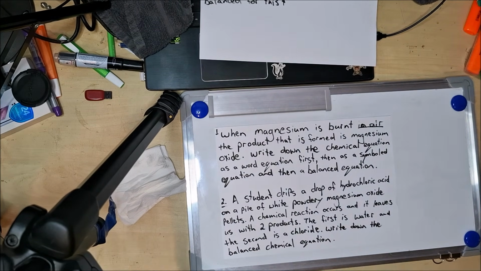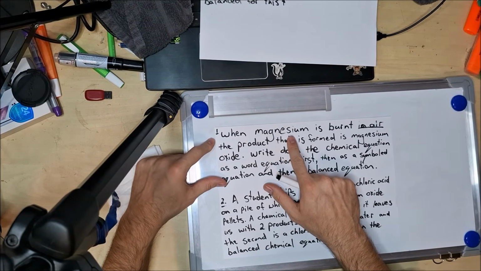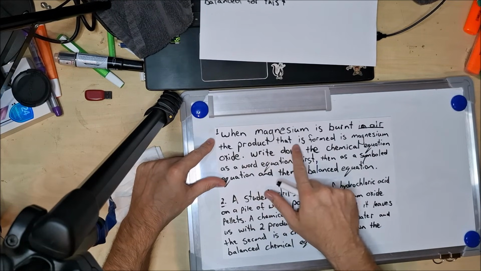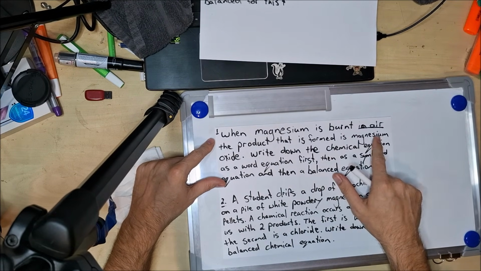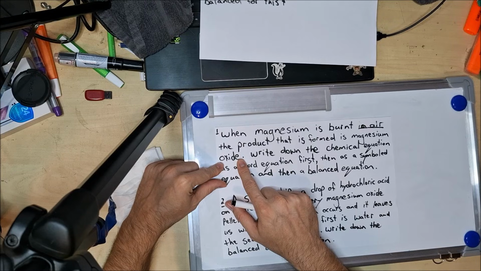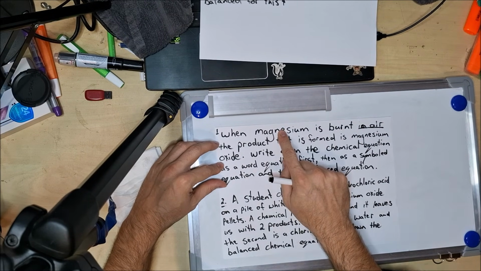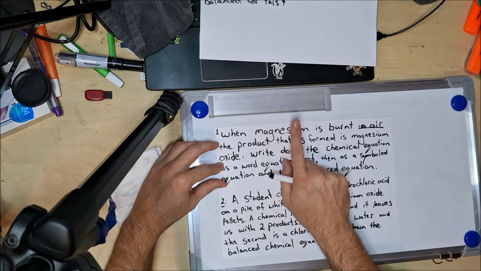Okay, so what do we have here? Whew, that looks like such a difficult one. Is it difficult though? First of all, when magnesium is burnt in air, the product that is formed is magnesium oxide. So I'm looking at magnesium. We know magnesium is Mg.